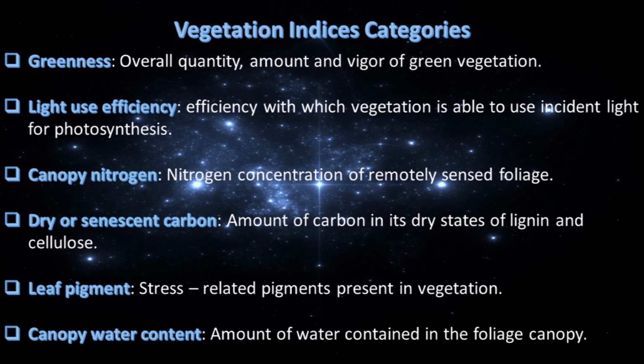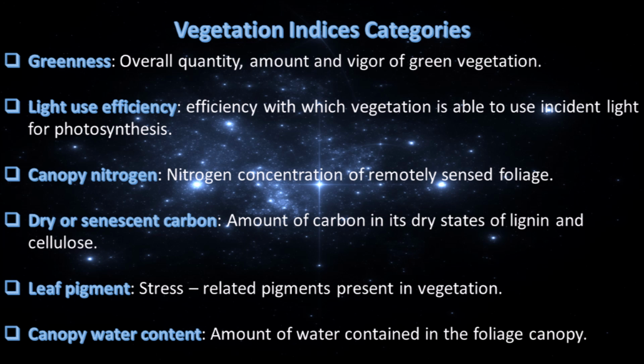ENVI Classic provides 27 vegetation indices you can use to detect the presence and relative abundance of various vegetation properties. These vegetation indices are combinations of surface reflectance at two or more wavelengths designed to highlight a particular property of vegetation. Each index is grouped into a category by the main function of the index.